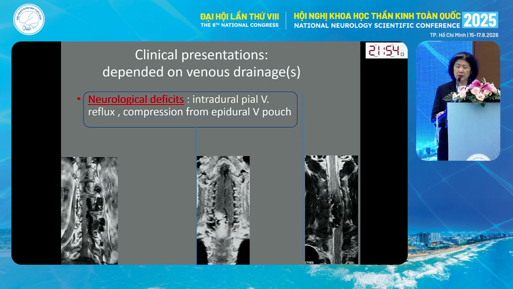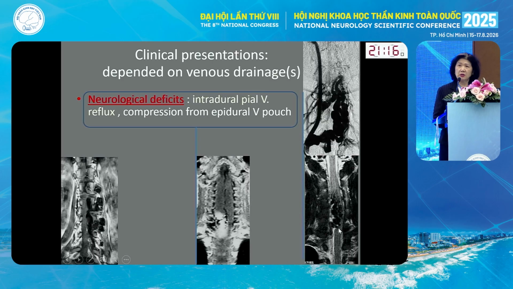This is an example of three different cases. The first one has a venous pouch compressing. You see the big flow void structure is the venous pouch compressing the cord and the nerve root. In the second one, you see edematous myelopathy, or edematous cord, related to the shunt. And the third one is a mix between the mass effect of the venous shunt and the edematous cord.